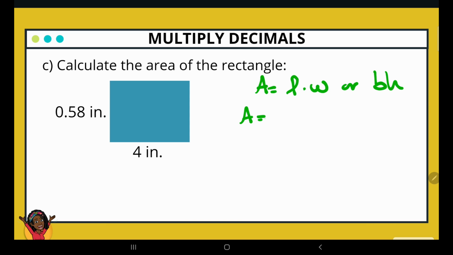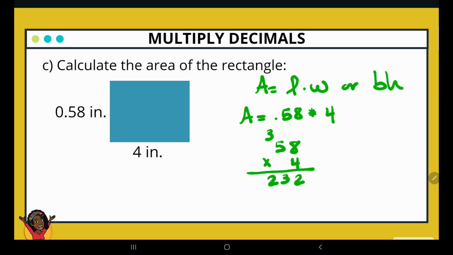So A equals 0.58 times 4. So now I'm going to stack my numbers without the decimal points. I'm going to use 58 times 4. 4 times 8 is 32. 4 times 5 is 20 plus 3 is 23.